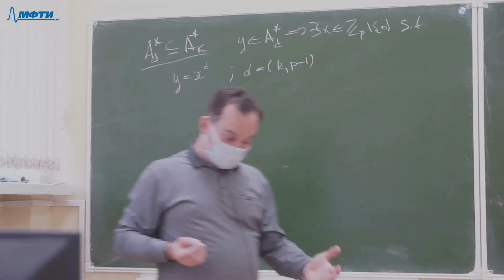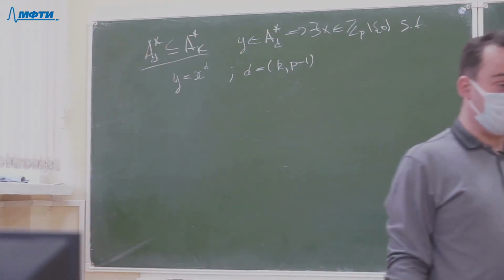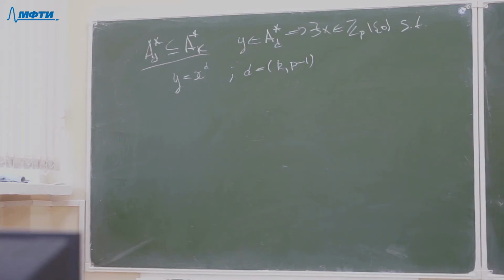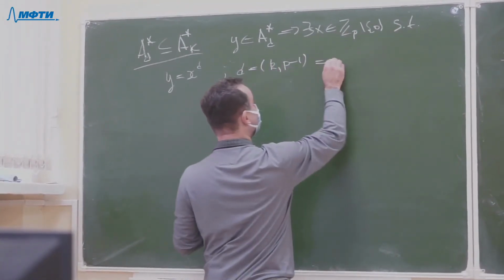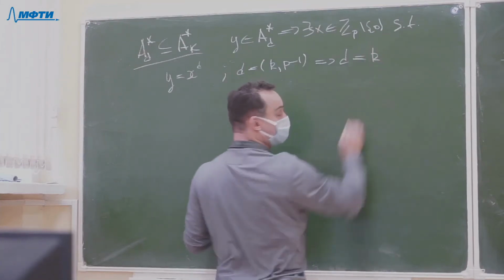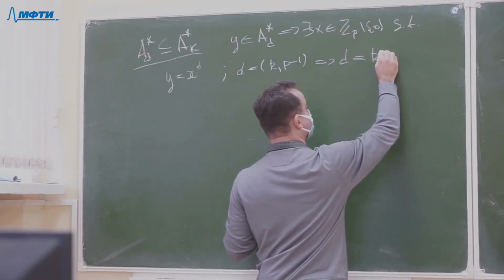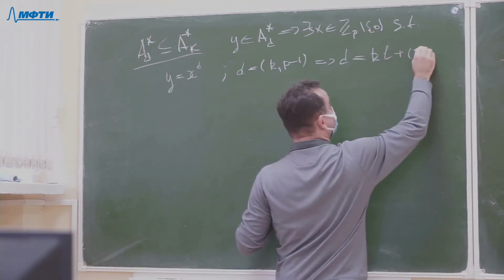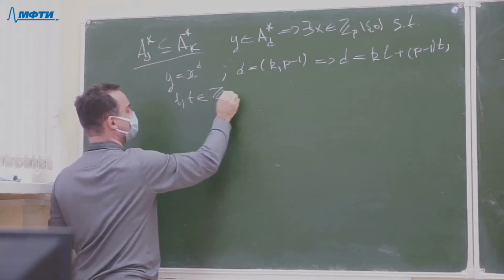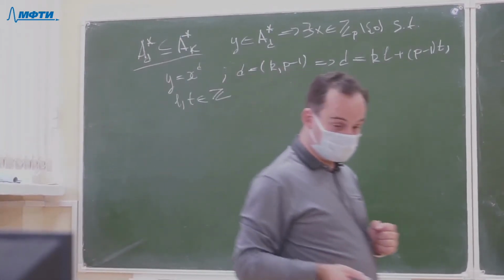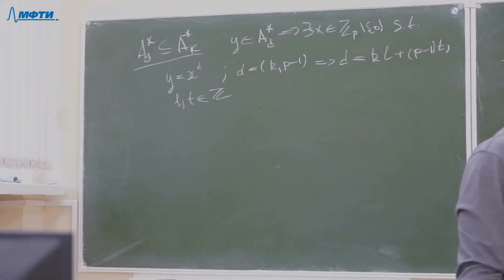And there is a fact that the GCD, greatest common divisor, is always a linear combination of k and p minus 1. The greatest common divisor of a and b is a combination of a and b, right? So d is equal to k times l plus (p minus 1) times t, where l, t are whole numbers. Do you remember this fact?